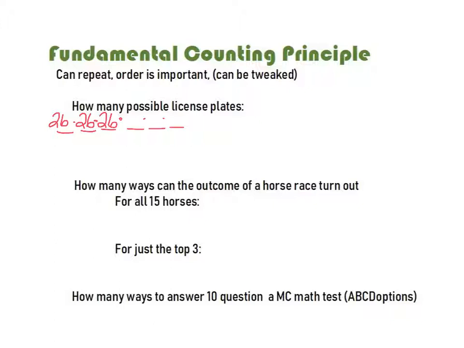Then I have number, number, number. Well, there's 10 possible numbers, 0 through 9, and I can repeat them, so it's going to say 10 for all 3 of those numbers.